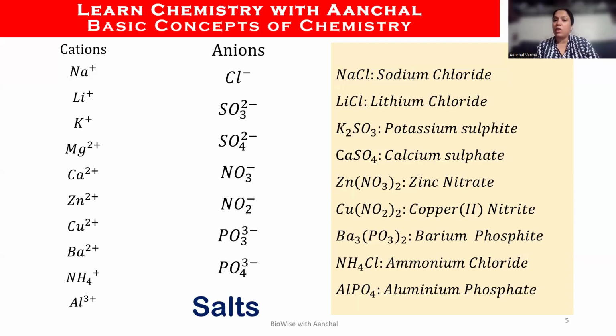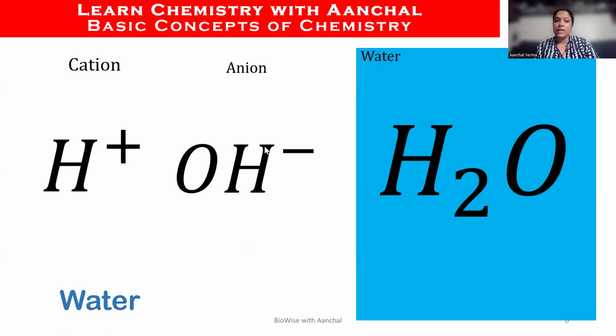You can see in all these cases, none of them have cations as hydrogen ions, and none of these have anions as hydroxide ions. And when you get cation as hydrogen ion and anion as hydroxide ion, then there is a formation of water, a neutral compound. Understood? So, this is all about acid, base, and salt on the basis of cations and anions present in it.